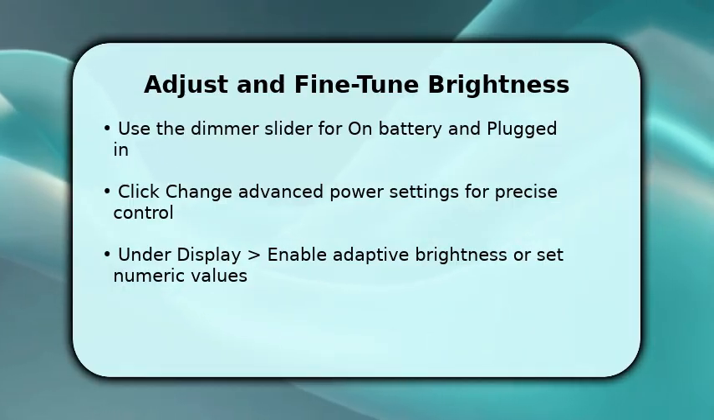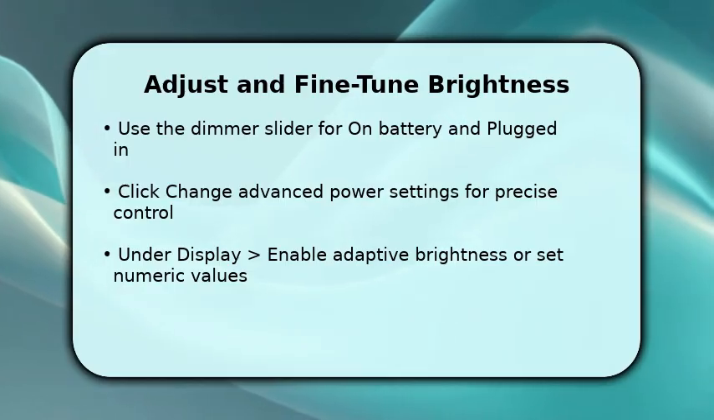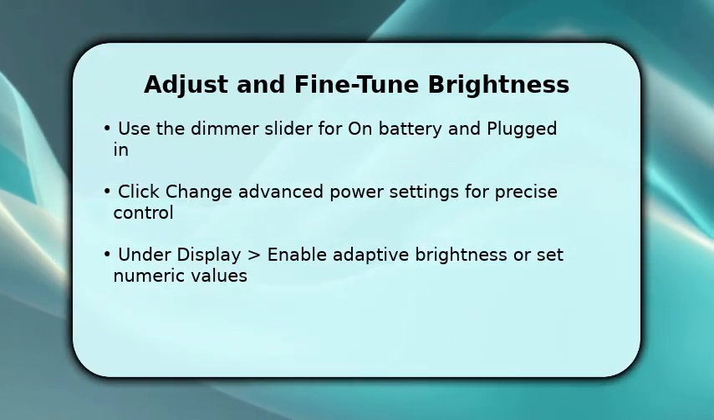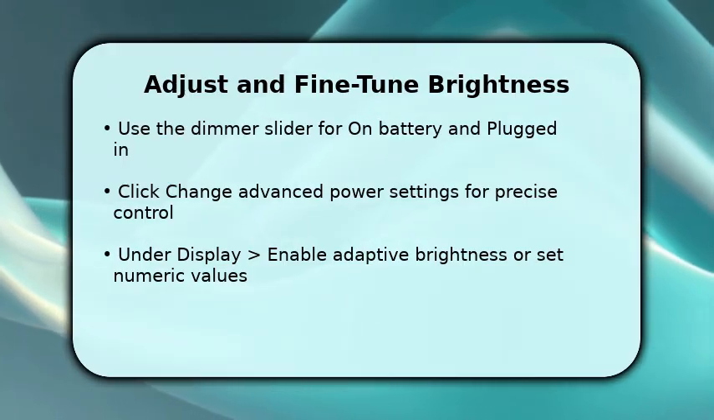Once roughly set, click Change Advanced Power Settings to open the numeric controls and find Display, where you can set exact percentages for both power states and enable or disable adaptive brightness.